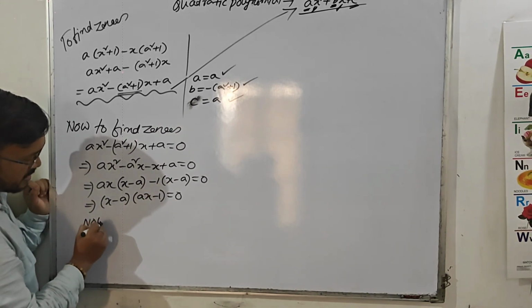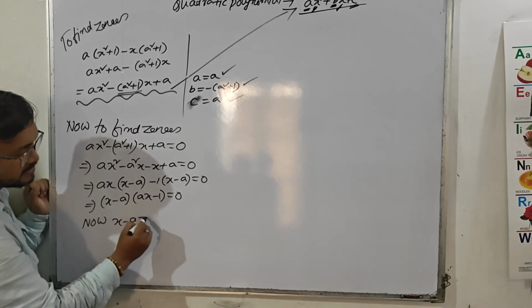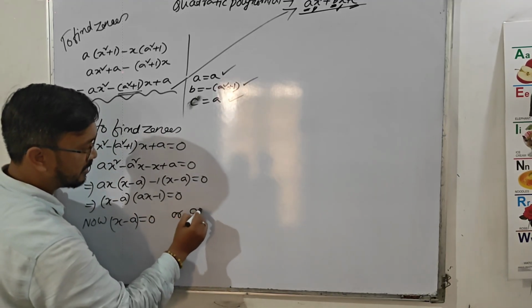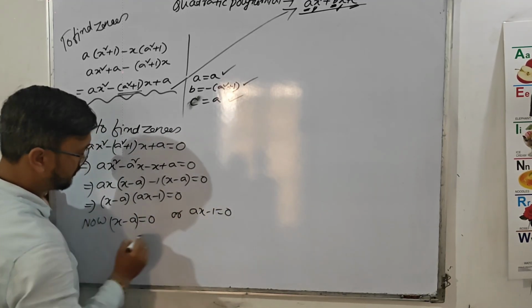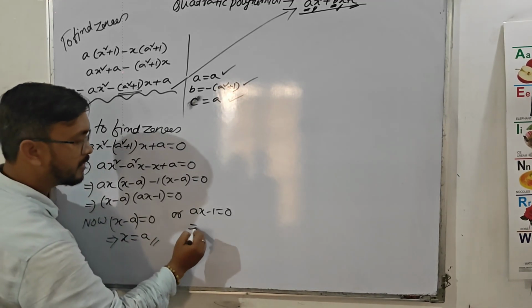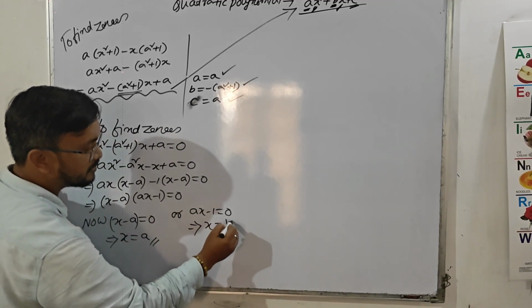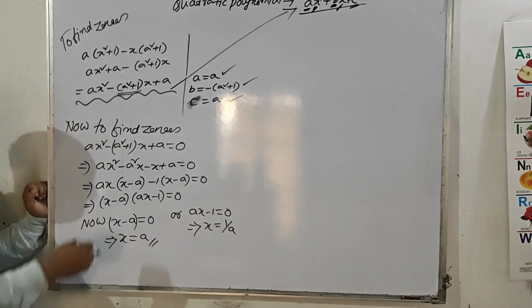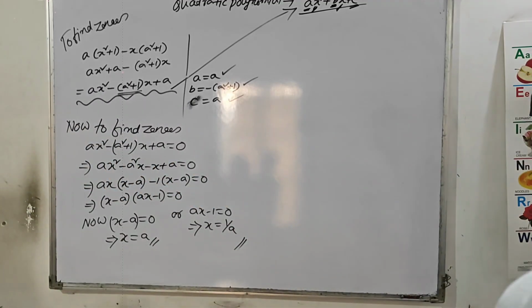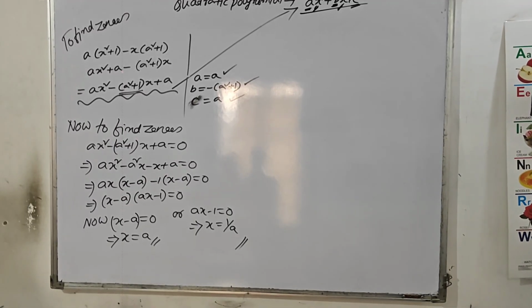Now write them separately. X minus a equal to 0 or ax minus 1 equal to 0. What is the value of x? A. What is the value of x? 1 upon a. Please write down up to this. After that, I will show you how to do the verification.